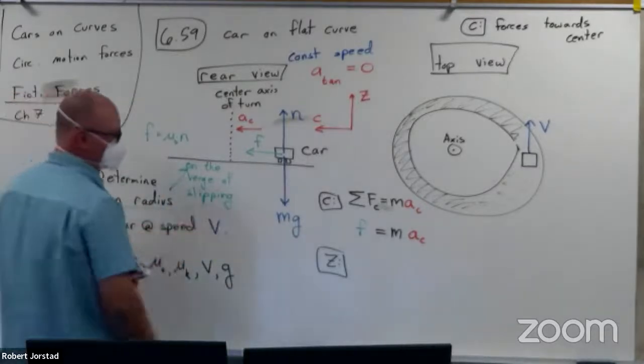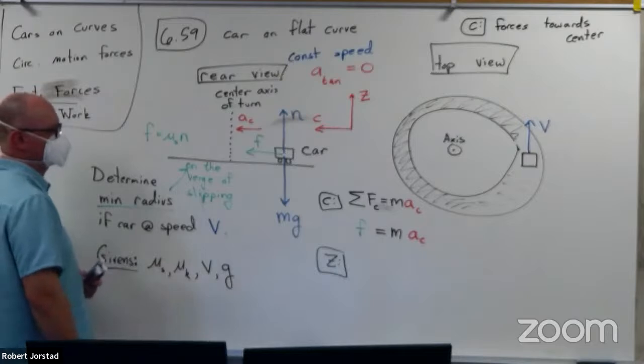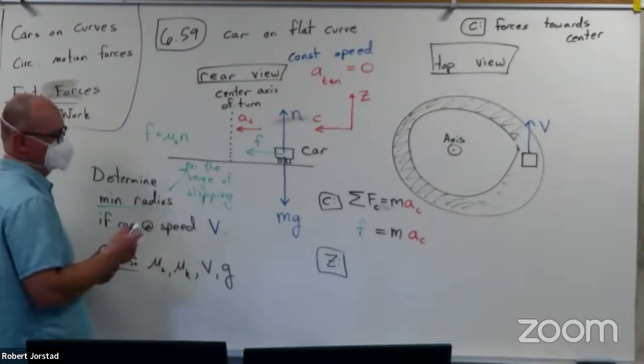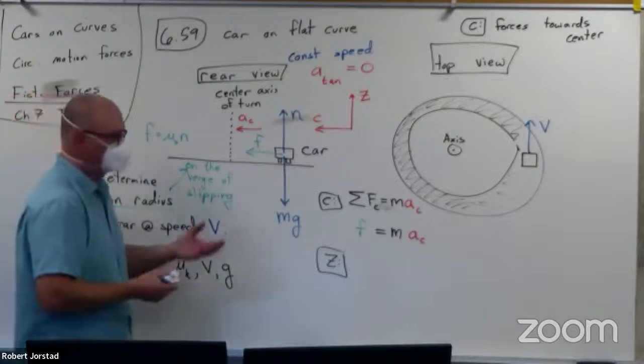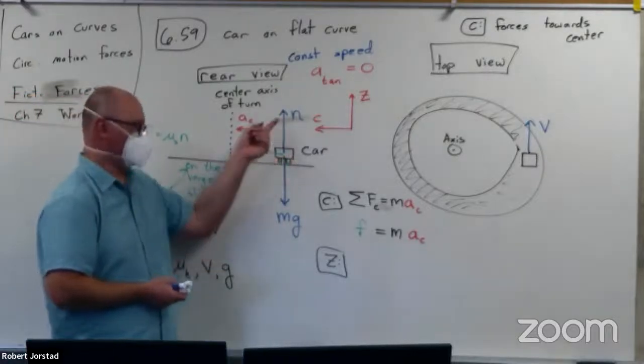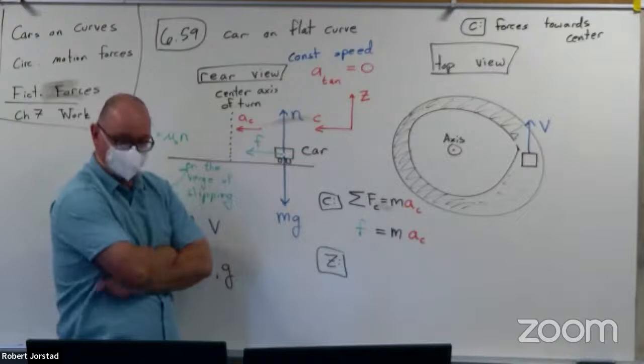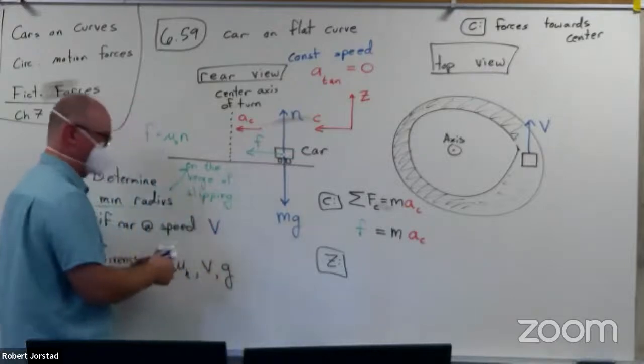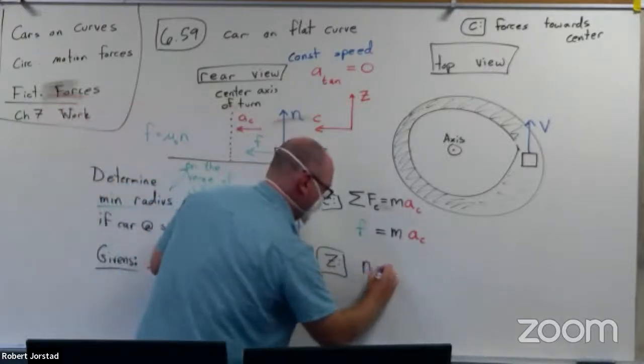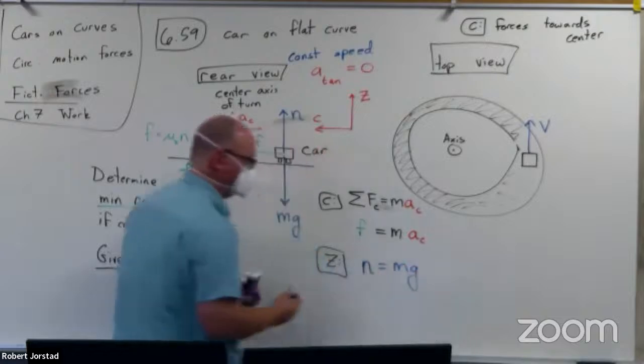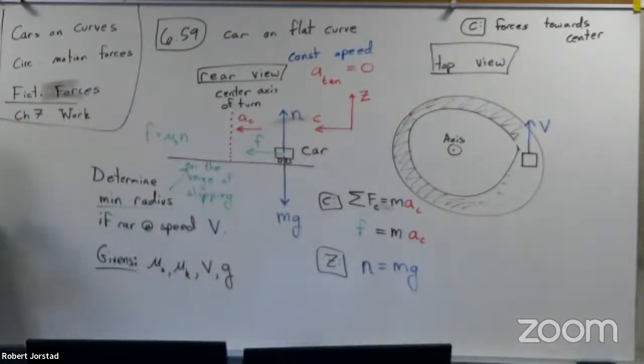Okay, in the Z direction, what are the forces? Normal force and weight. Are they balanced or not? They're opposite of each other. Yeah, they should balance in this case. Are they an action-reaction pair? No. Okay, good. Nice job. So I could just write N equals mg. All right.